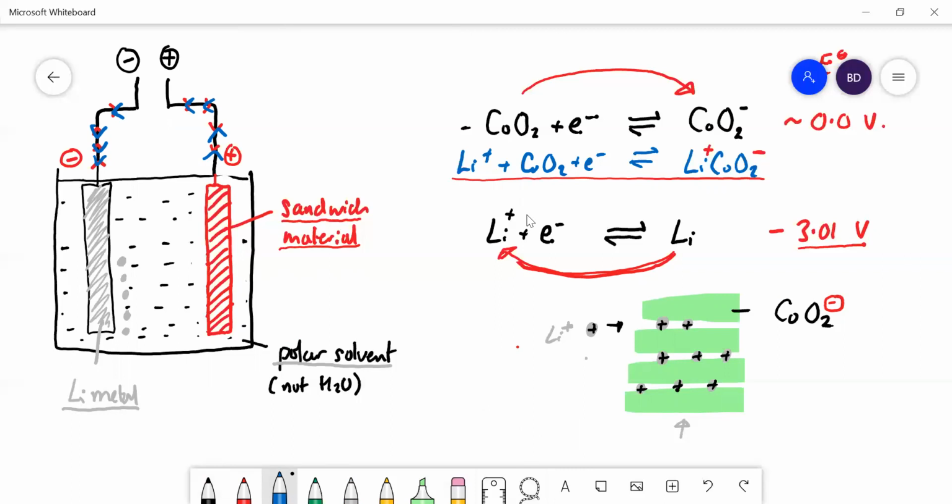And of course, when you recharge it, all these little lithium ions are going to come out of the sandwich material, and they'll migrate across, because they're all positively charged, towards the negative lithium electrode. When they get there, of course, they'll pick up an electron and become lithium metal again. So that is how the lithium ion battery works.